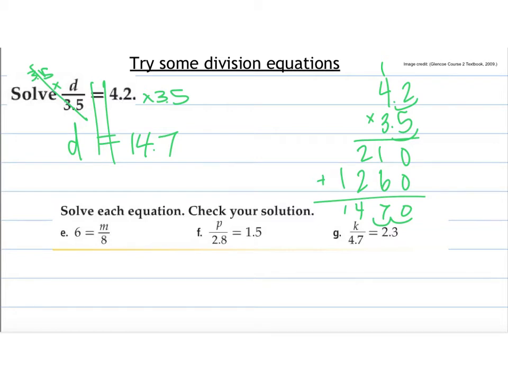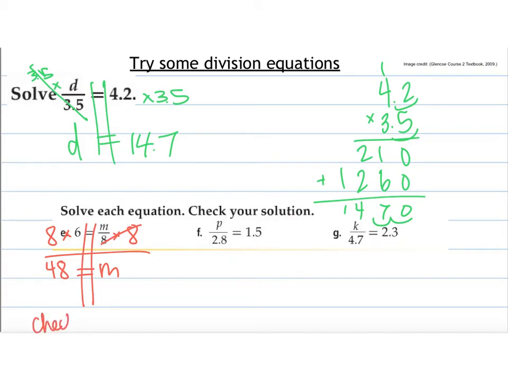Next one. 6 equals m divided by 8. We need to make sure that we also check our solutions. So, train tracks. Since we are dividing by 8, we're going to multiply both sides by 8. So then we are left with m equals 8 times 6 is 48.